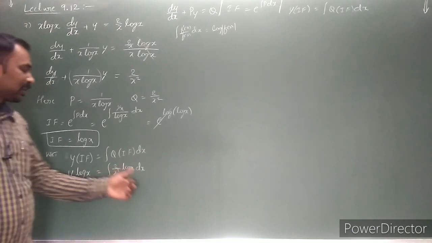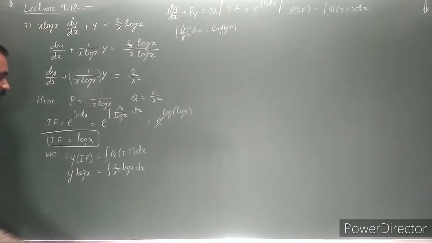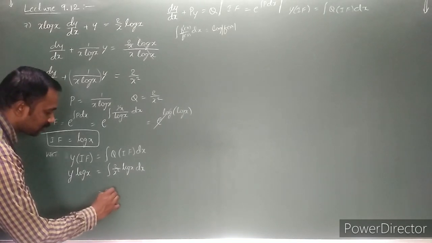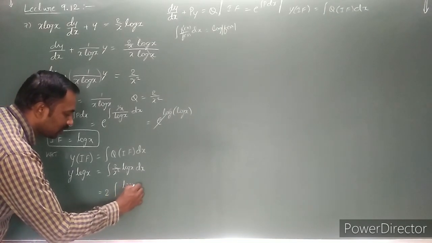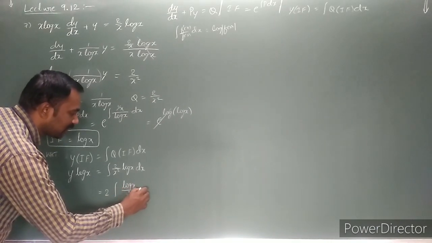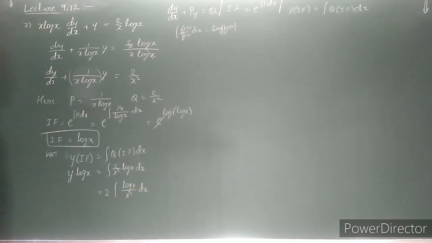Left-hand side, right-hand side, we integrate. So how do you integrate the right-hand side? Next, here I take the 2 outside. The integration of log of x divided by x squared dx. How do you integrate log x divided by x squared?